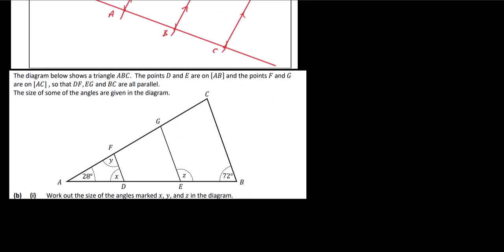Okay, next question then, part B1. The diagram below shows the triangle ABC. The points D and E are on AB and points F and G are on AC. So DF, EG and BC are parallel. So these 3 lines here are parallel. This one, and this one here.